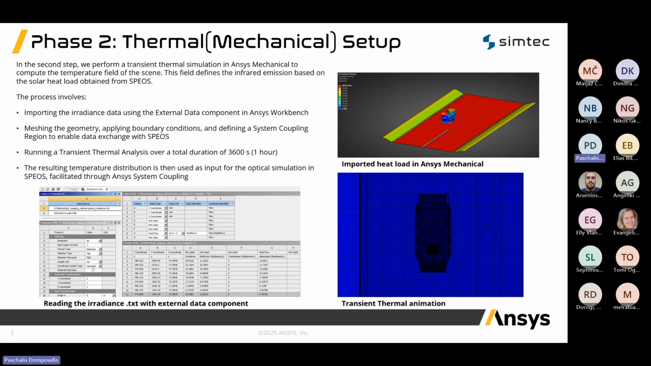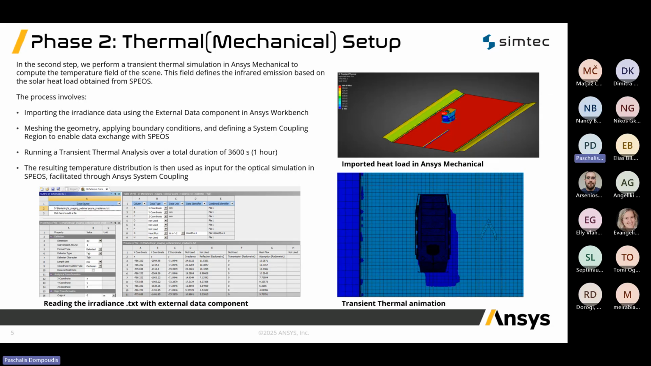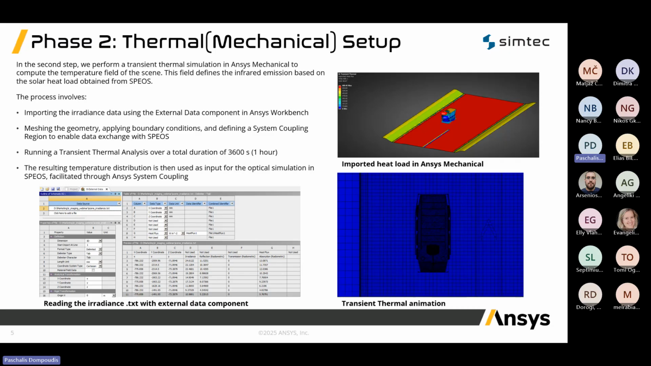With the setup complete, we run a transient thermal analysis. The simulation calculates the temperature distribution across the entire scene over a total duration of 3,600 seconds, or 1 hour. The result, as seen in the animation, is a dynamic temperature map. What's important to notice here is that the road heats up much faster than the vehicle. This temperature difference between the objects in the scene will be important for the final infrared signal.